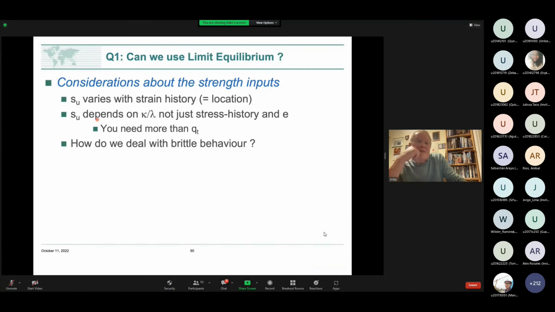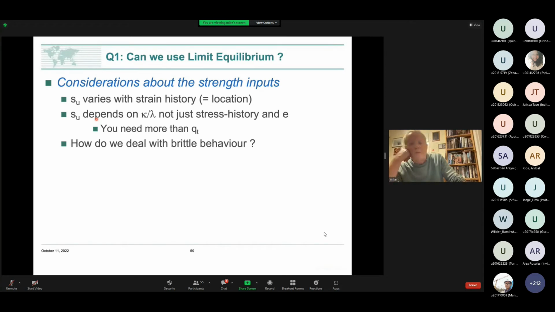Question number one: if we're using a limit equilibrium method, we're going to be inputting Su or maybe an Su over p ratio. But Su varies with strain history, which means location. And when you look at the literature, people tend to say, well, we can get the Su over sigma v ratio from some CPT tip resistance, or some processing of CPT tip resistance. But theoretically, Su depends on the kappa over lambda ratio, or the ratio of elastic to plastic stiffness. And that simply isn't in the methodology we're using at the moment.